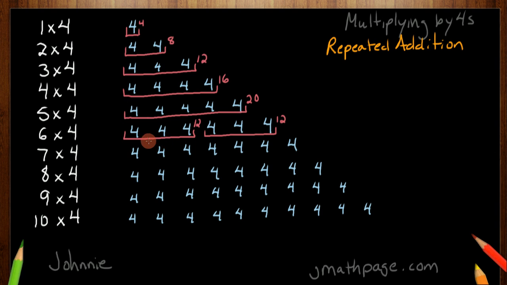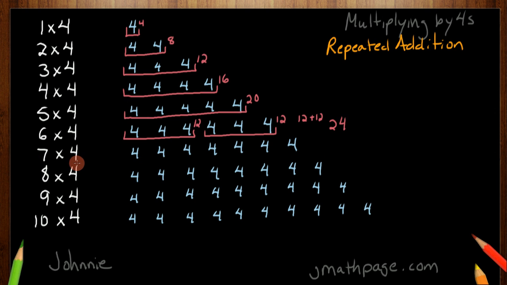Okay, so what does that tell me? It tells me that 6 times 4 is the same as 12 and 12 more. 12 and 12 more. So if I think about that, that's 10 and 10, 20, and 2 and 2 is 4. 20 and 4 makes 24.